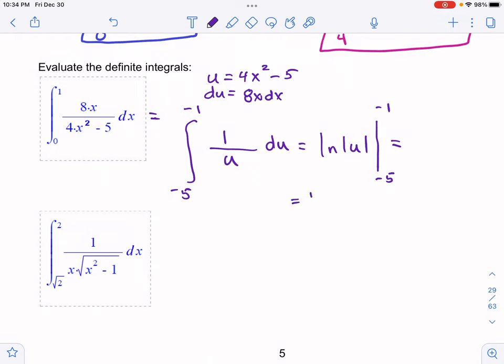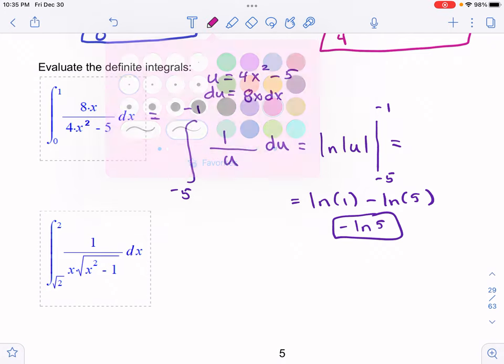So this becomes natural log of the absolute value of negative 1, which is natural log of 1, minus ln of the absolute value of negative 5. Now the natural log of 1 is 0, so this is just negative natural log of 5. Okay, how about this one here? Finish with this example.